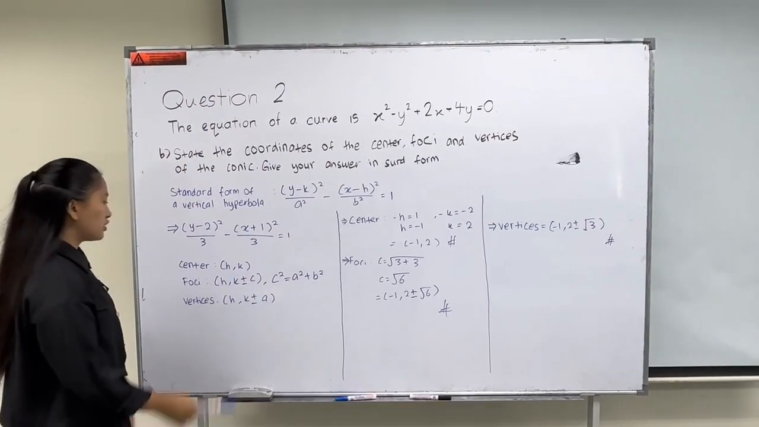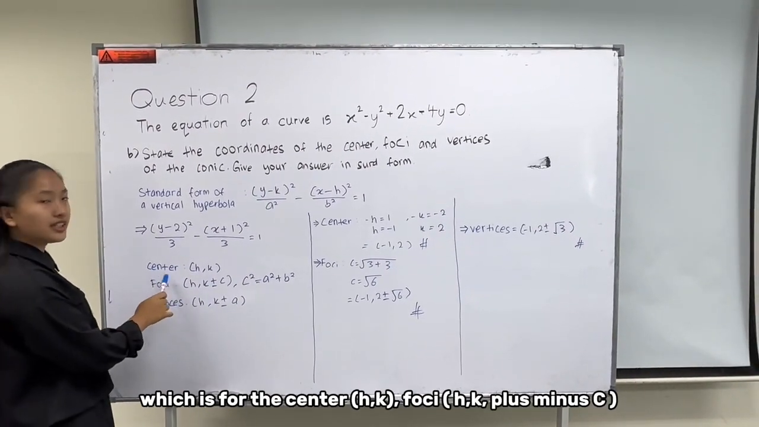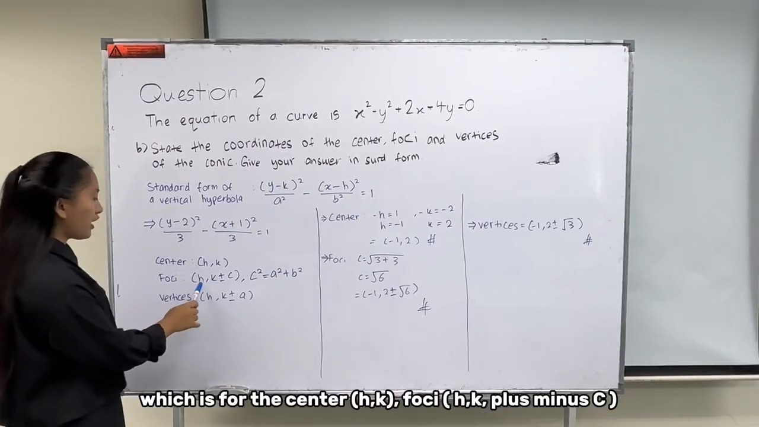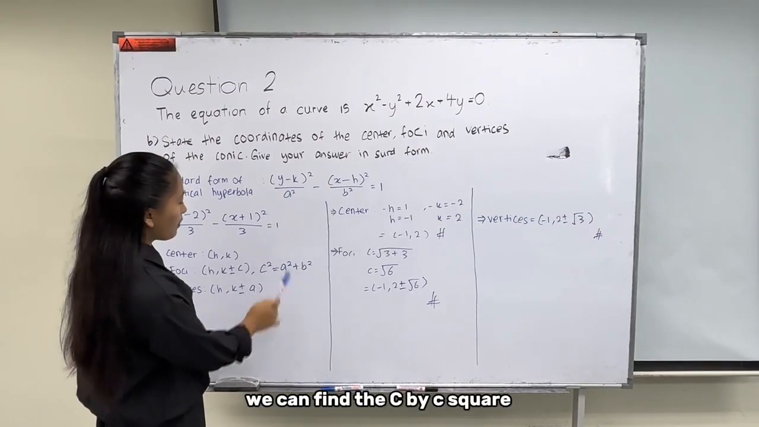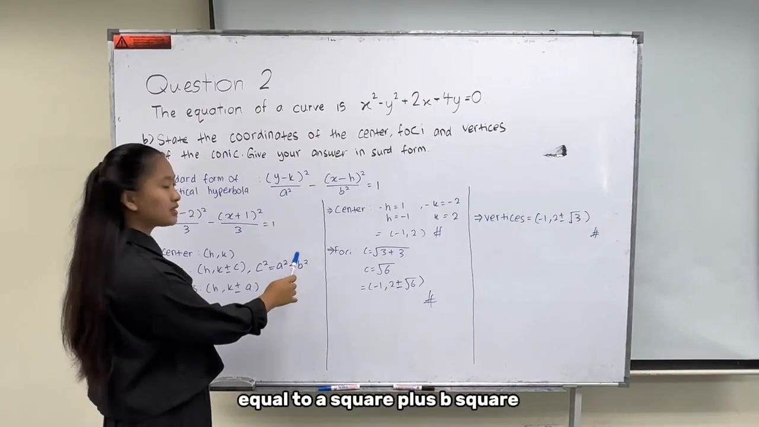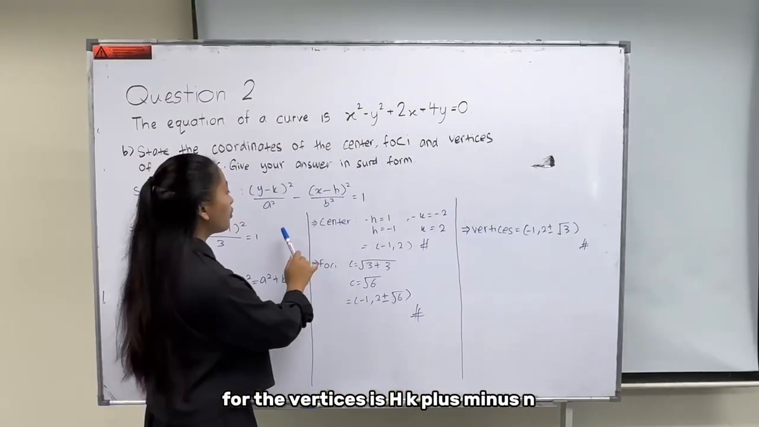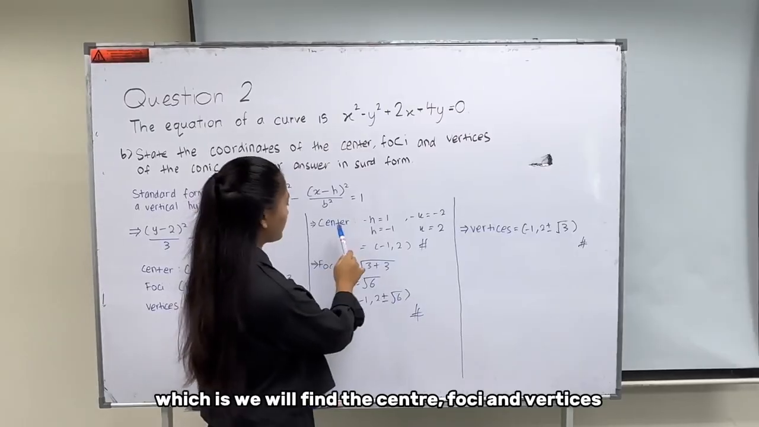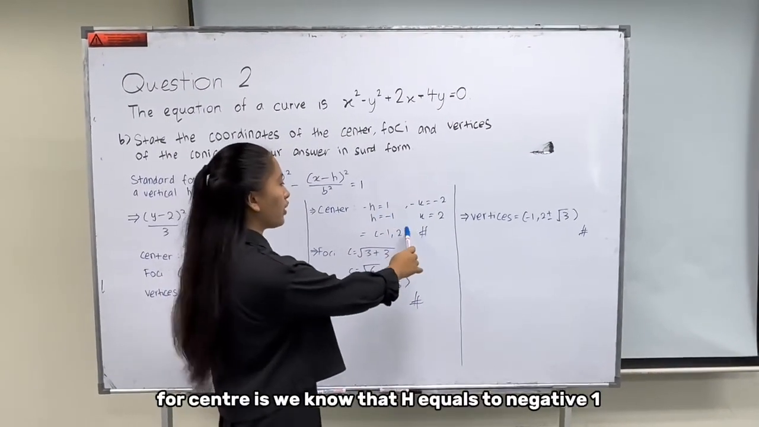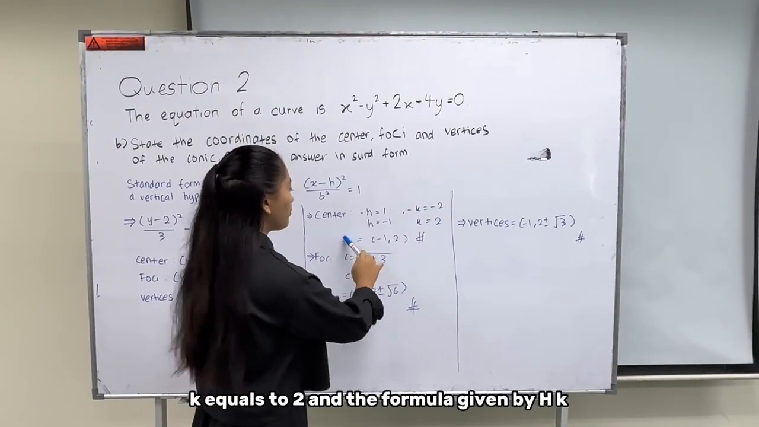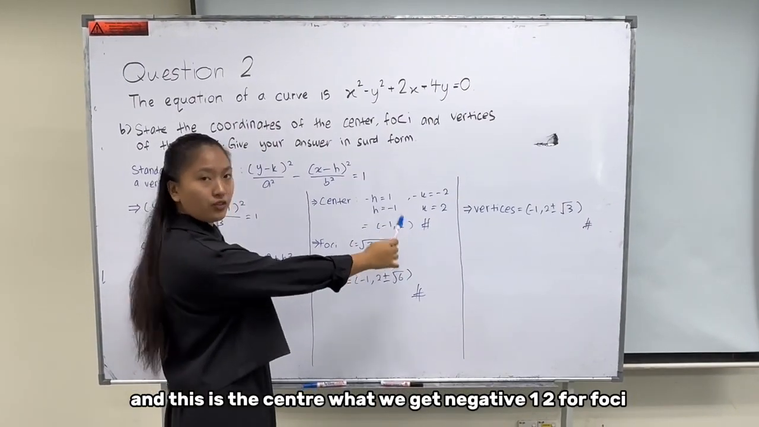So these are the formulas for the center, foci, and vertices. For the center, it is h, k. For the foci, h, k plus minus c. We can find c by c squared equals a squared plus b squared. For the vertices, it is h, k plus minus a. We move to step 2, where we will find the center, foci, and vertices. For the center, we know that h equals negative 1, k equals 2, and the formula is h, k, so this is the center we get, negative 1, 2.